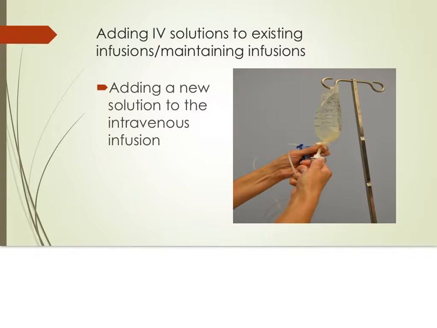Next, wash your hands and select the correct solution and inspect it for cloudiness, particles, and any other signs of contamination. A contaminated solution must not be used. Make sure that the tubing does not also need to be changed at this time, and you'll verify that with your organization's policy. If so, you will also need to gather the supplies for a tubing change.